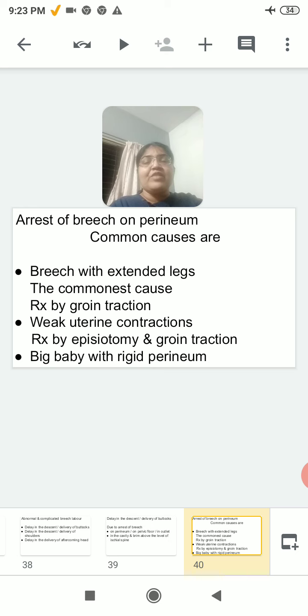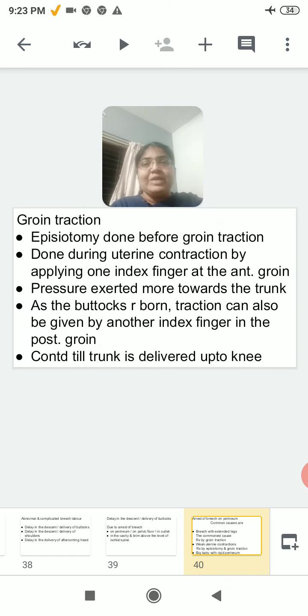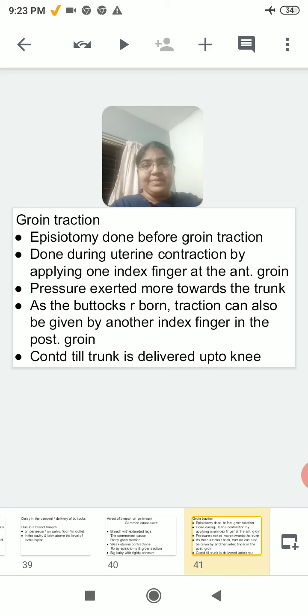So at these two levels, arrest of the buttocks can occur. First we see arrest of the breech on the perineum. When it occurs, the common causes are breech with extended legs. This is the commonest cause, and the treatment is given by groin traction. Weak uterine contractions: treatment is again given by episiotomy and groin traction. And the big baby with rigid perineum. So in the majority of cases, the treatment is given by groin traction.